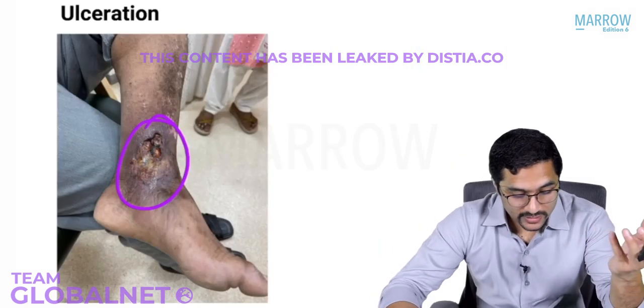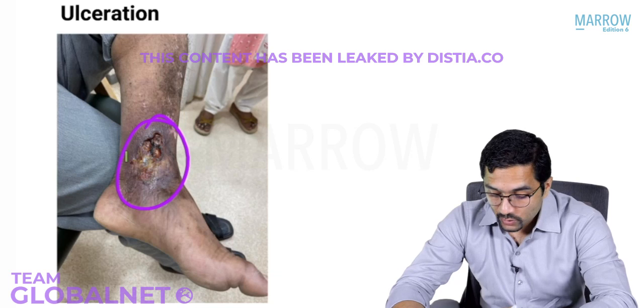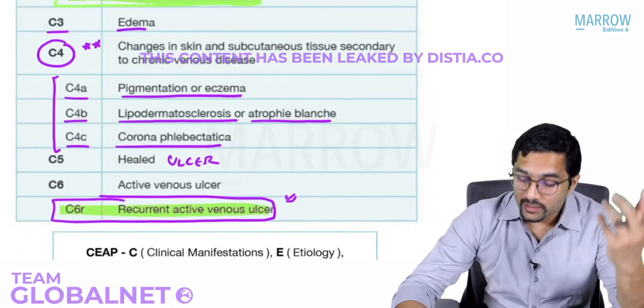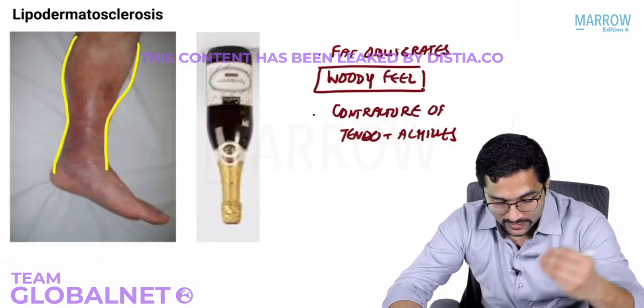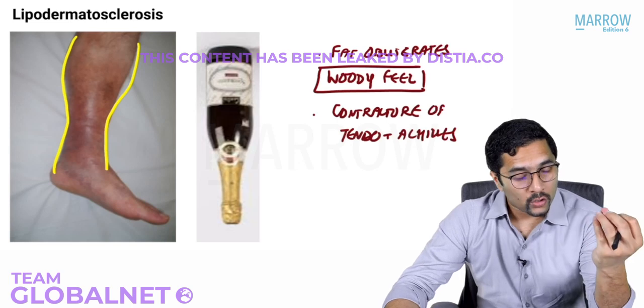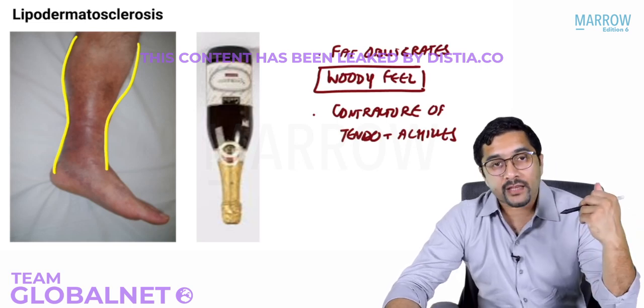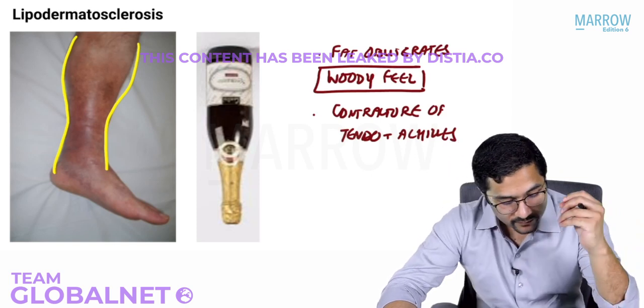You can be shown an image like this, right, where you can see there is an active ulcer. So this is going to become C6, right? So you can be shown images like this. You can be shown lipodermatosclerosis, and you can be asked which grade is it according to CEAP. So this will be C4B. So you need to remember the classification.